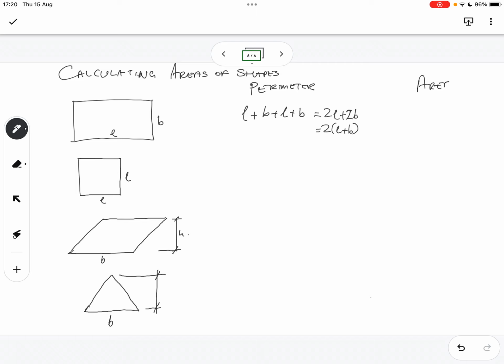But the area would be L times B. For a square, where all the sides are equal, it will be L plus L plus L plus L. 4 like terms, so it's 4 of the same. But the area would be L times L, which is L squared.